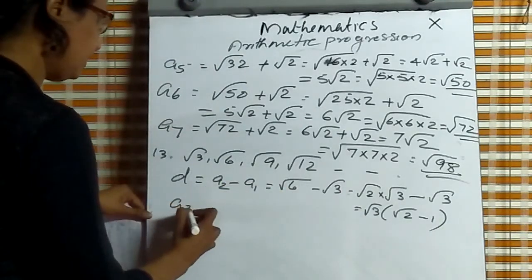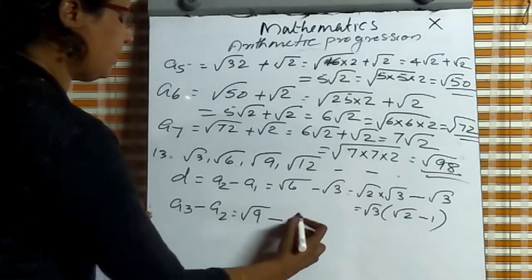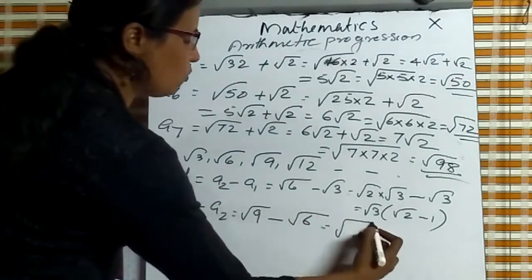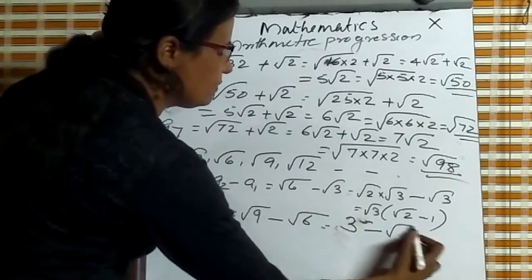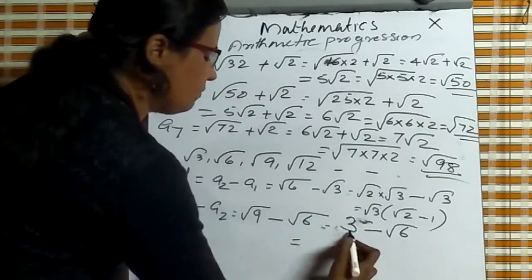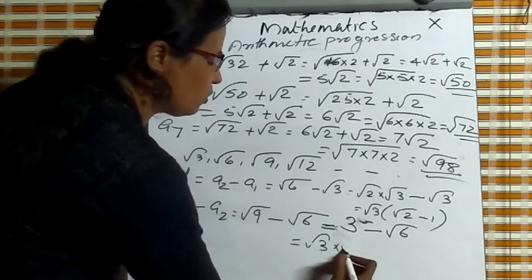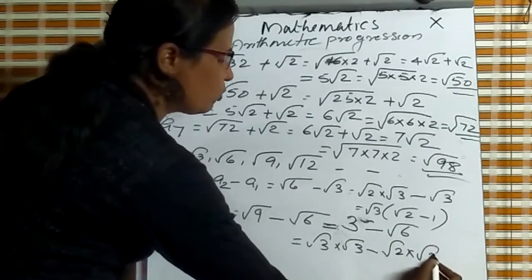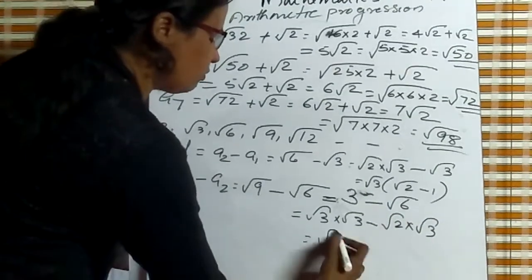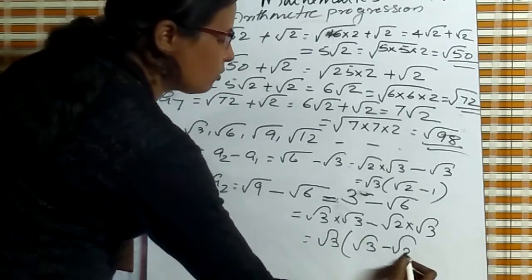Then A3 minus A2. A3 is root 9 minus root 6. Root 9, the square root of 9, is 3, minus root 6. But we have 3 as root 3 into root 3, minus root 6, which is root 2 into root 3. Taking root 3 outside, root 3 into (root 3 minus root 2).